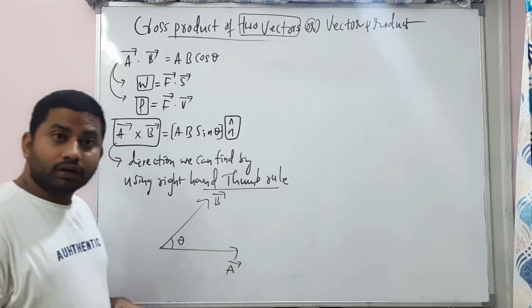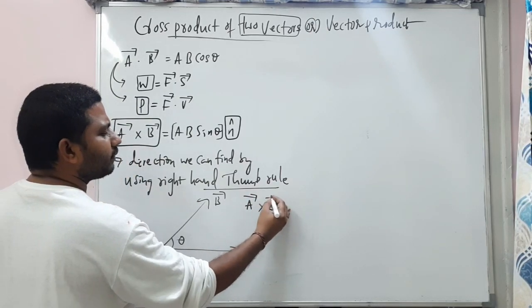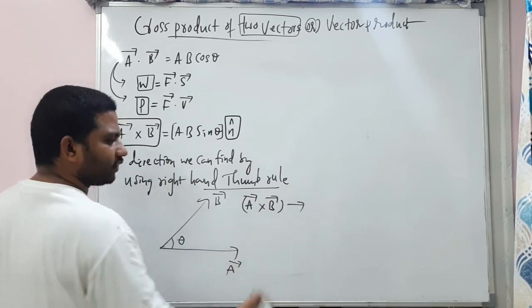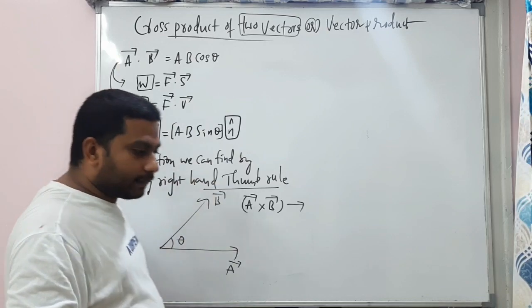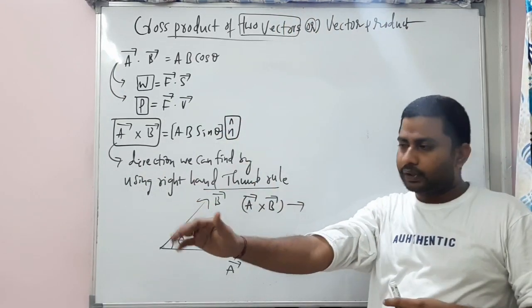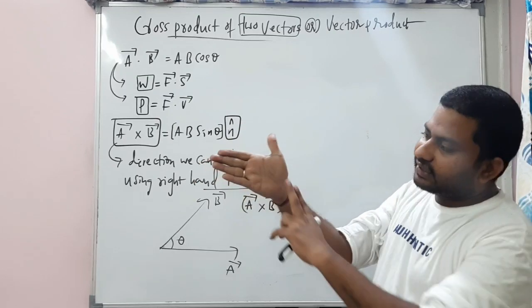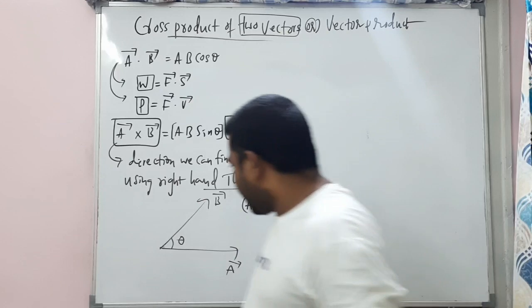So what we need? We need direction of A bar cross B bar, my dear students. So direction of A bar cross B bar. Okay, clear. Right hand thumb rule. Imagine this is your right hand. So this is the thumb, and these are the stretched fingers, my dear students. Now have a look at it.